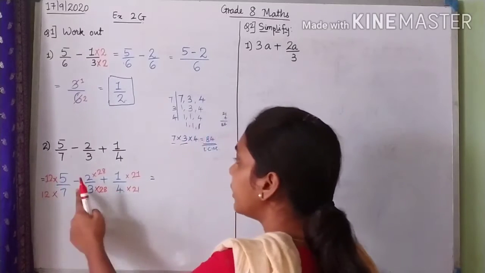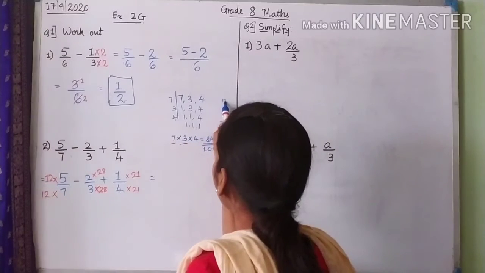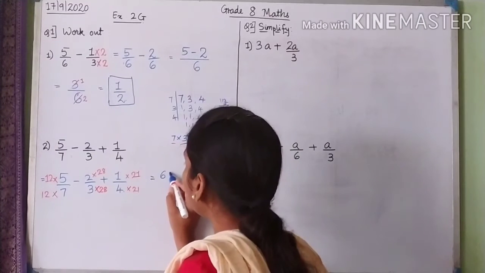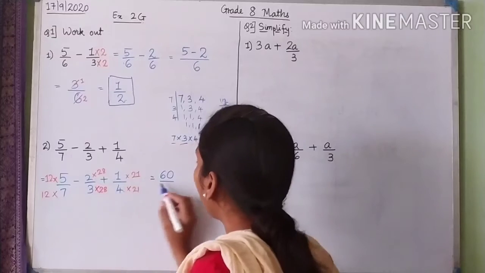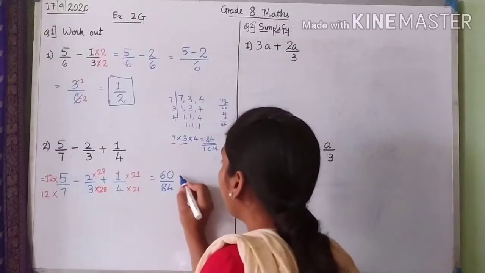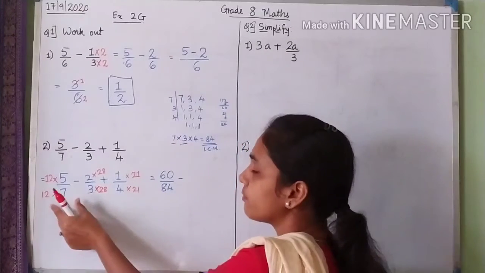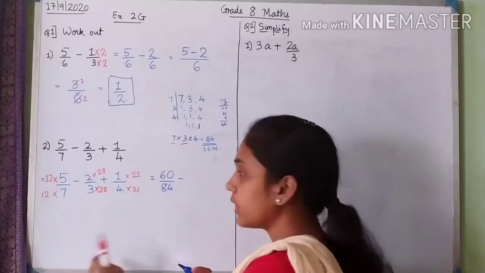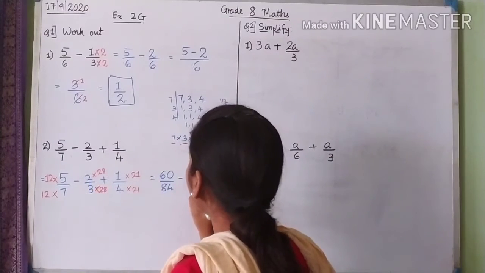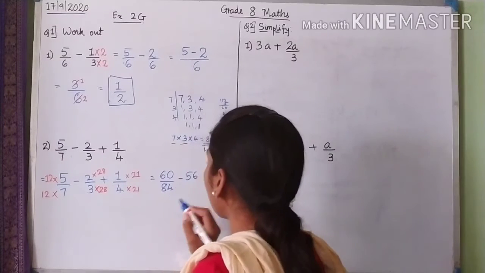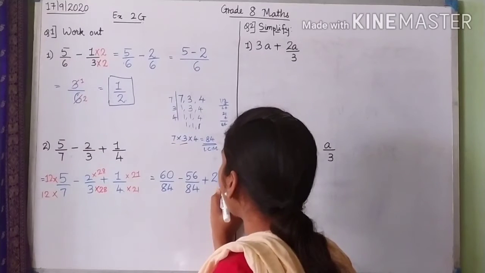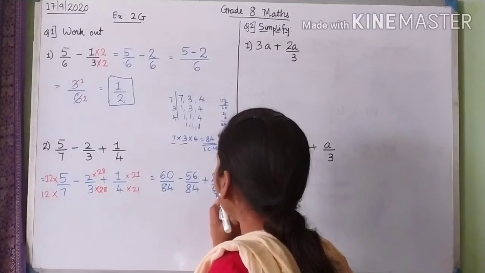12 into 5: 5 2s are 10, 5 1s are 5, so 60. So 12 into 5 is 60 divided by 84, as all the denominators are now 84. Now 2 into 28: 2 8s are 16, 2 2s are 4, 5, 56. So 56 divided by 84. Then the third one is 1 into 21, which is 21 divided by 84.